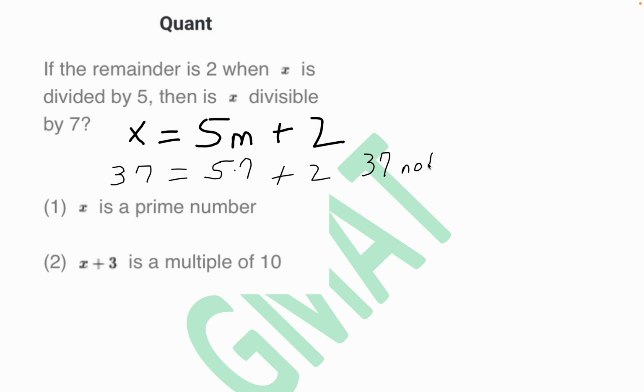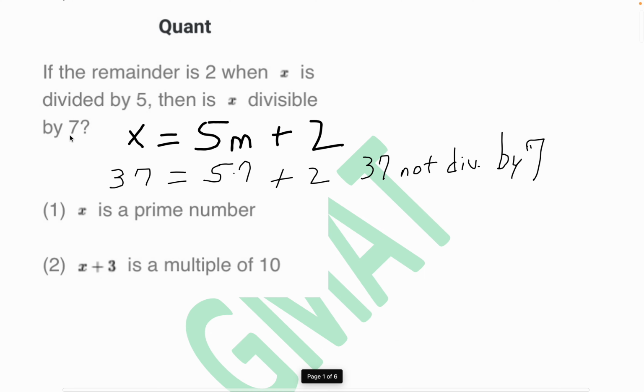Not divisible by 7. I'll abbreviate that by 7. There we go, by 7. Okay, so we have to cross this out because they say, is a prime number a sufficient condition for this to be true? Well, it's not, because we just wrote one that has a remainder of 2 where it's not divisible by 7. So you see, we can X this out. That's definitely not a sufficient condition.